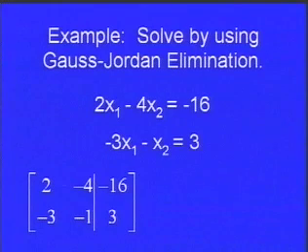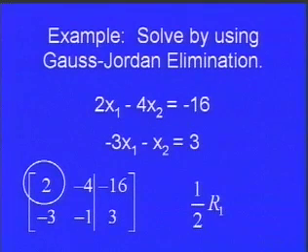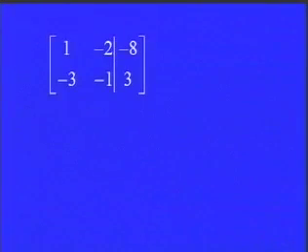Now you see where the 2 is. I actually want that to be a 1. This is a good one for you to multiply by its reciprocal. Okay, if you'll multiply that whole row by 1/2, then your 2 is going to become a 1. And it's going to change all the other entries in the row as well. So in the first row now I have 1, -2, -8.